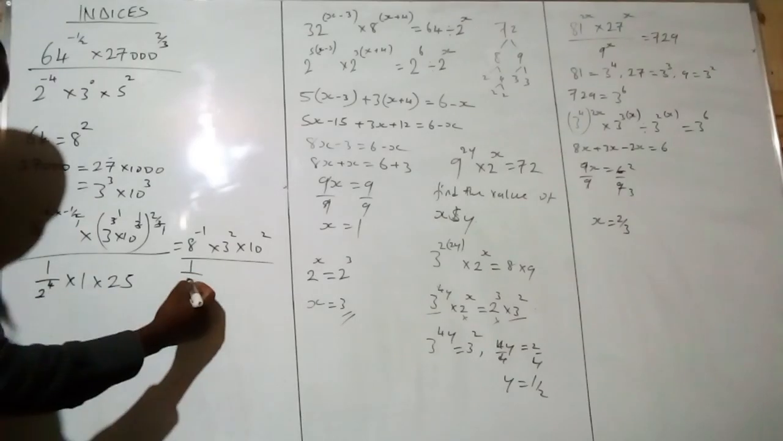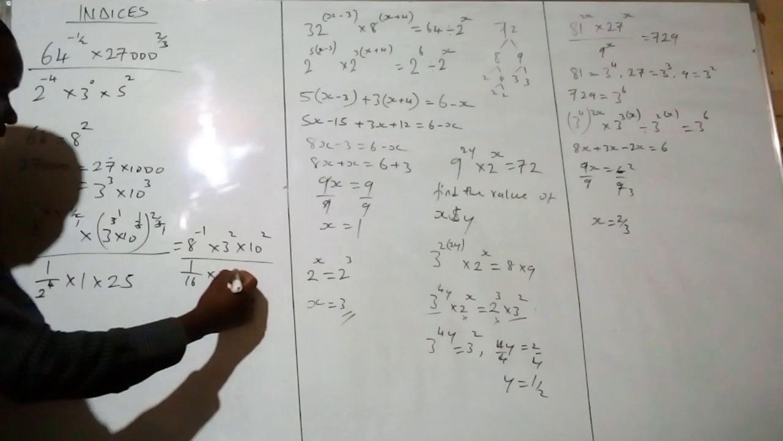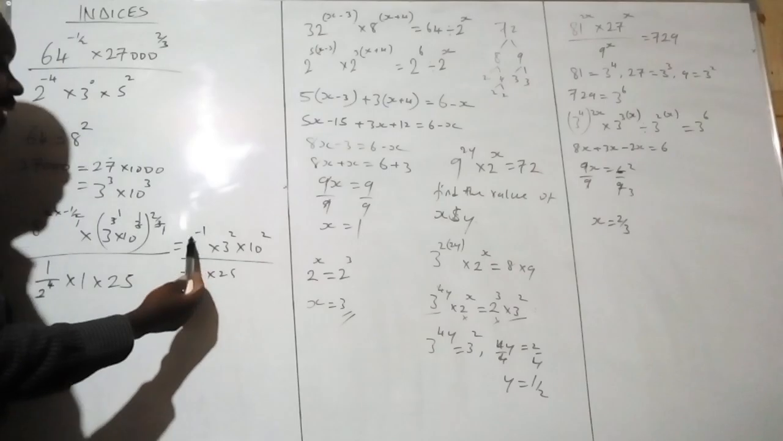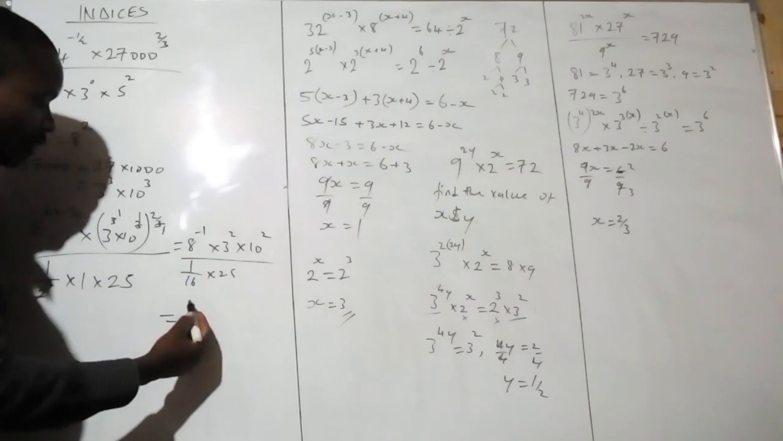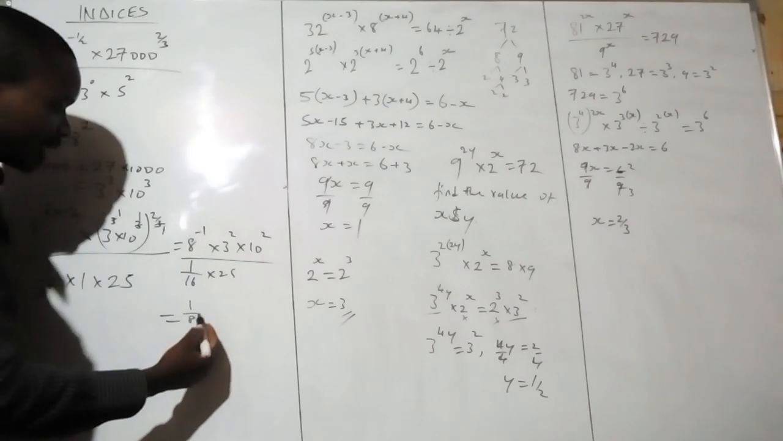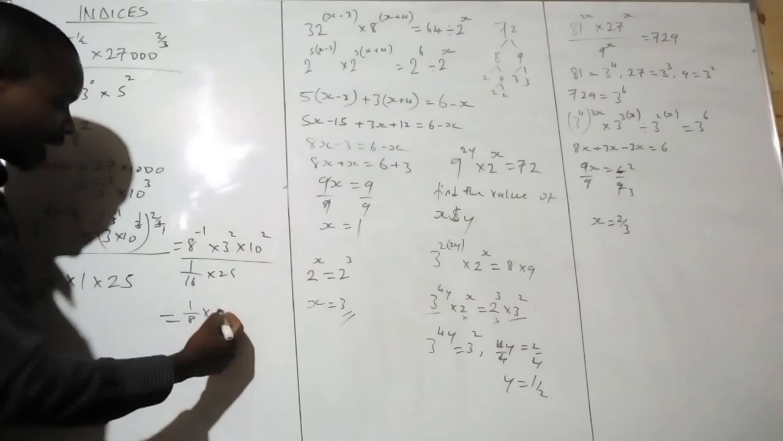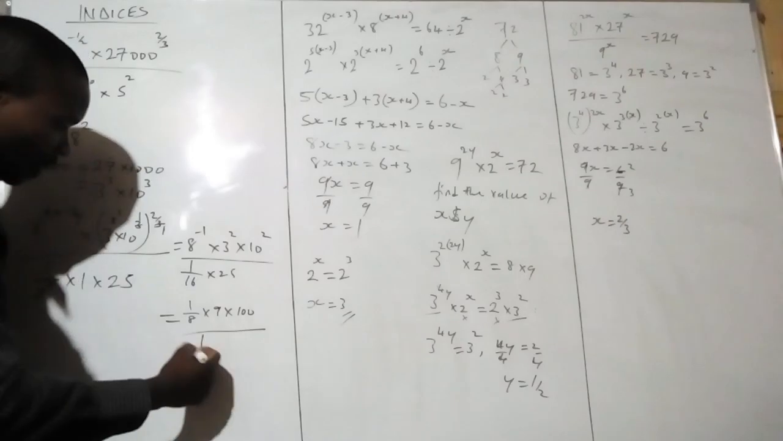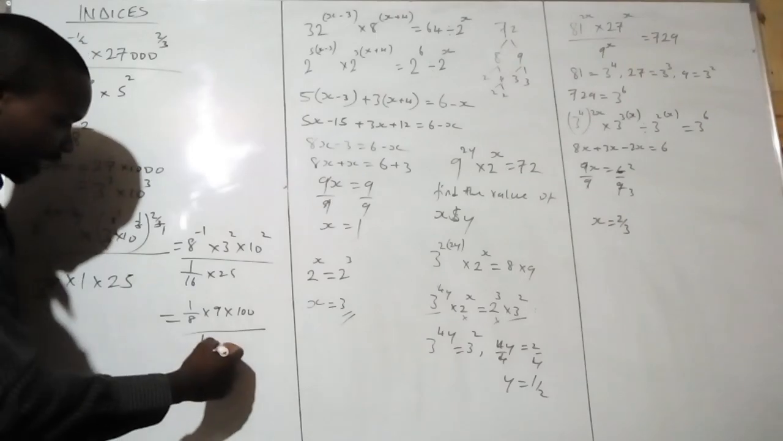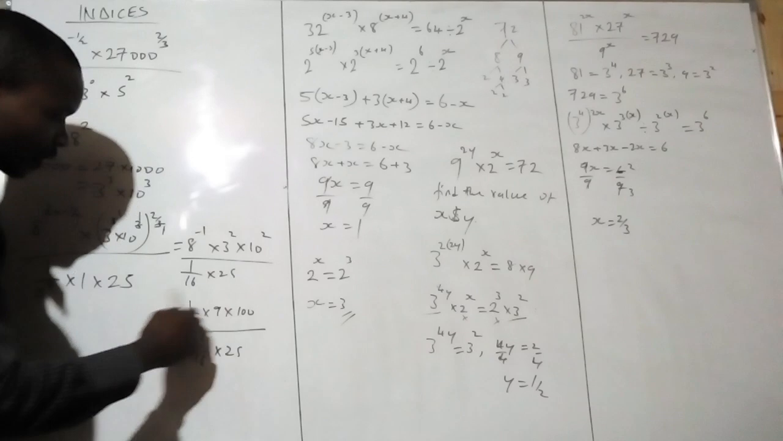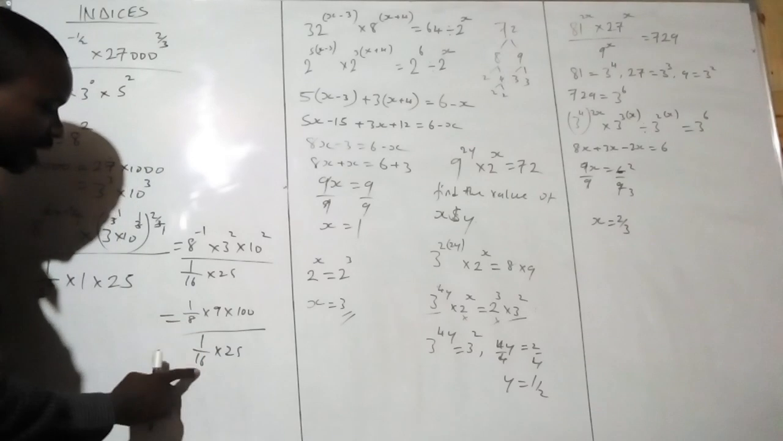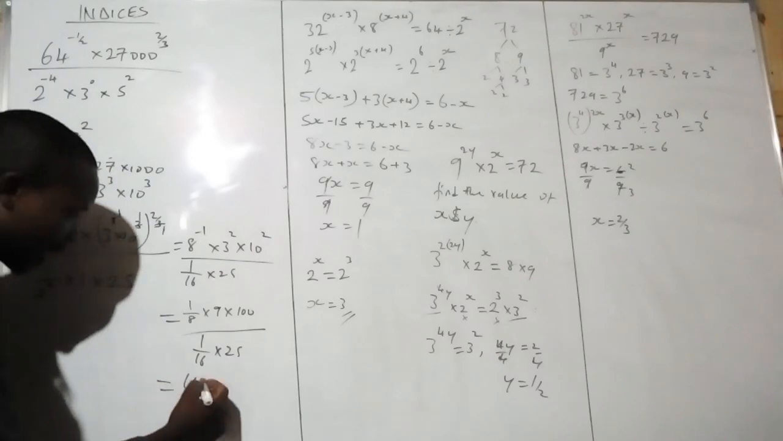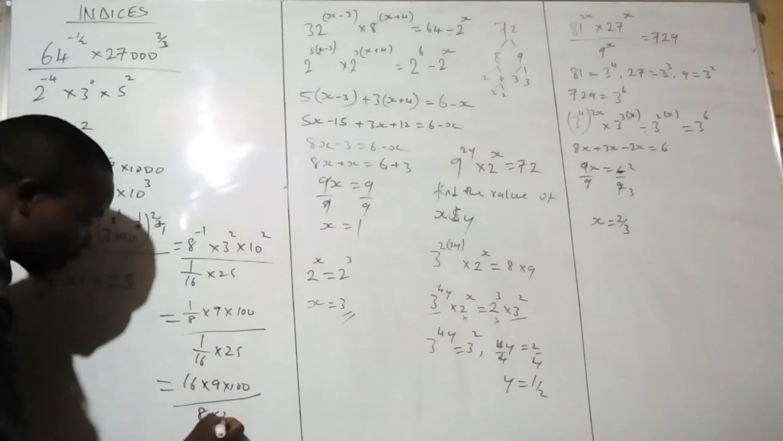Come here and say, if you want to change the index from negative to positive, you reciprocate. So it's supposed to be 1 over 8 times 3 squared is 9 times 10 squared is 100 all over 1 over 16 times 25. You reciprocate. So this is supposed to go to the numerator, 16 to numerator. Like this, 16 times 9 times 100 all over 8 times 25.